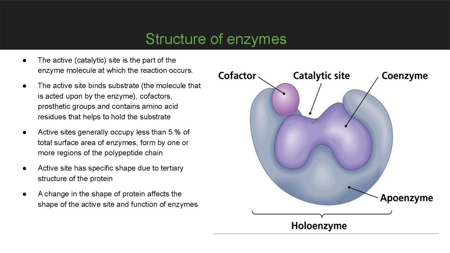The active site binds the substrate, the molecule that is acted upon by the enzyme, as well as cofactors and prosthetic groups, and contains amino acid residues that help to hold the substrate and interact with it. Active sites generally occupy less than 5% of the total surface area of enzymes and are formed by one or more regions of the polypeptide chain. The active site has a specific shape due to the tertiary structure of the protein.